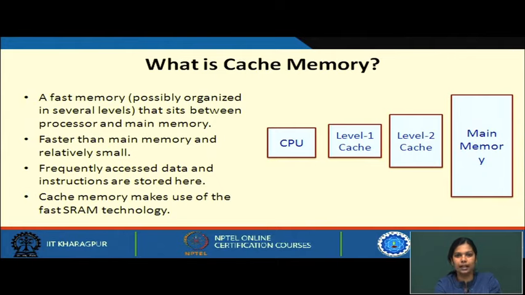We will see this in detail later, but for now let us understand that cache memory is a memory which sits between the CPU and your main memory, and there can be many levels of caches. But the cache memory cannot be very large. It is much smaller compared to our main memory. So, frequently accessed data or instructions can only be brought here and executed. And what technology is used to build this cache memory? We use static RAM technology to build this cache memory.